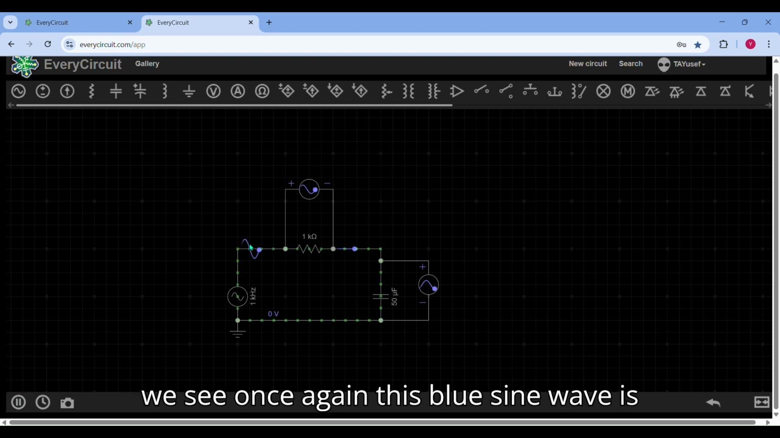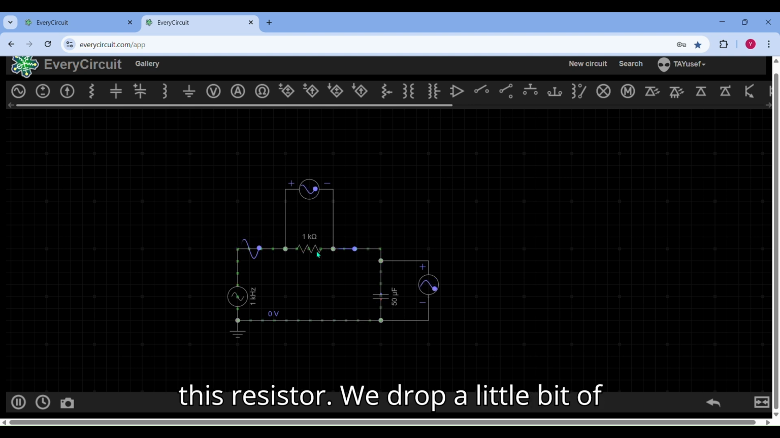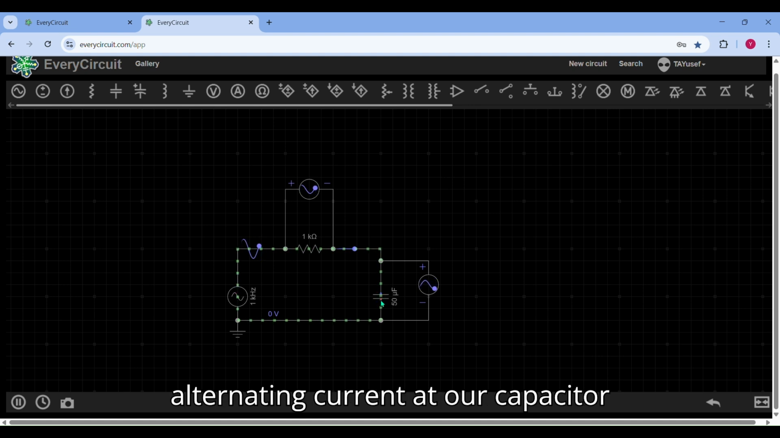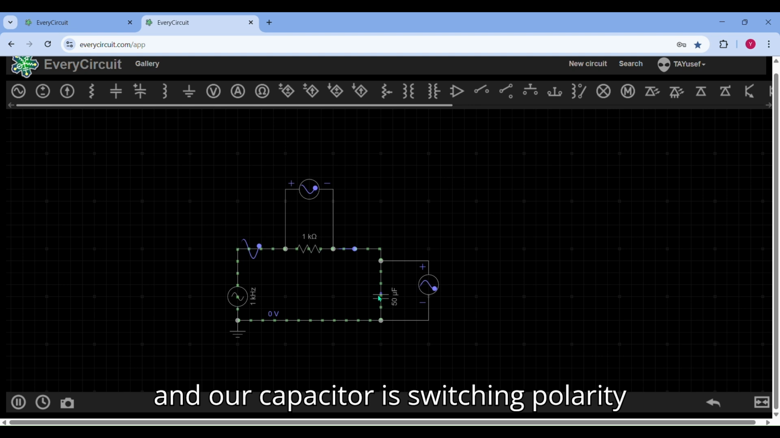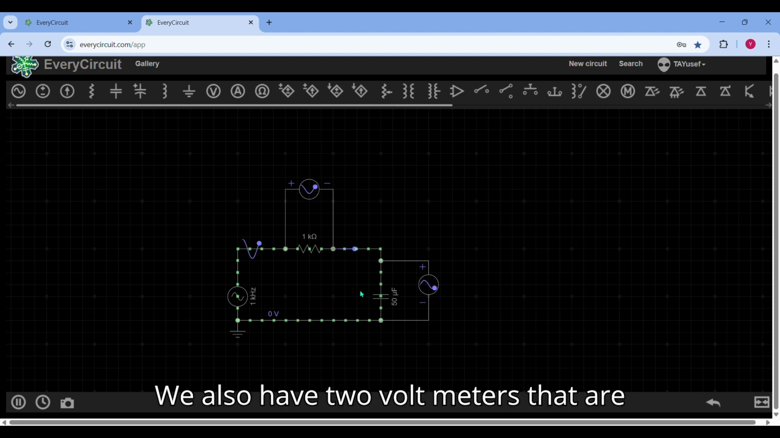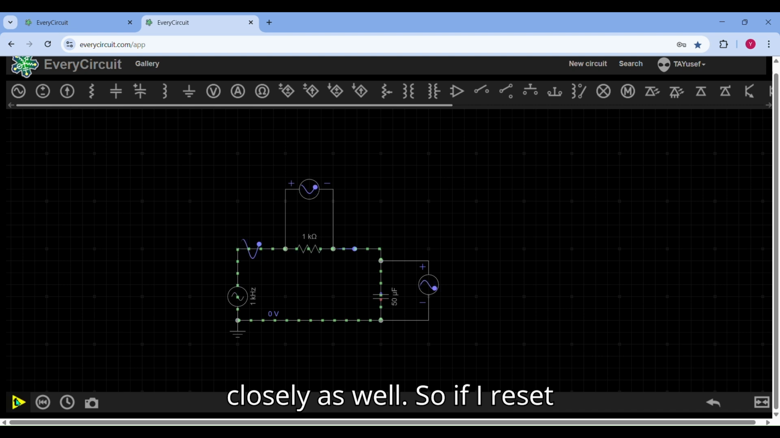So we see once again this blue sine wave is our input signal. We see it goes across this resistor. We drop a little bit of voltage, and then we even have this alternating current at our capacitor. And our capacitor is switching polarity, plus, minus, plus, and minus. We also have 2 voltmeters that are going to help us analyze our circuit more closely as well.